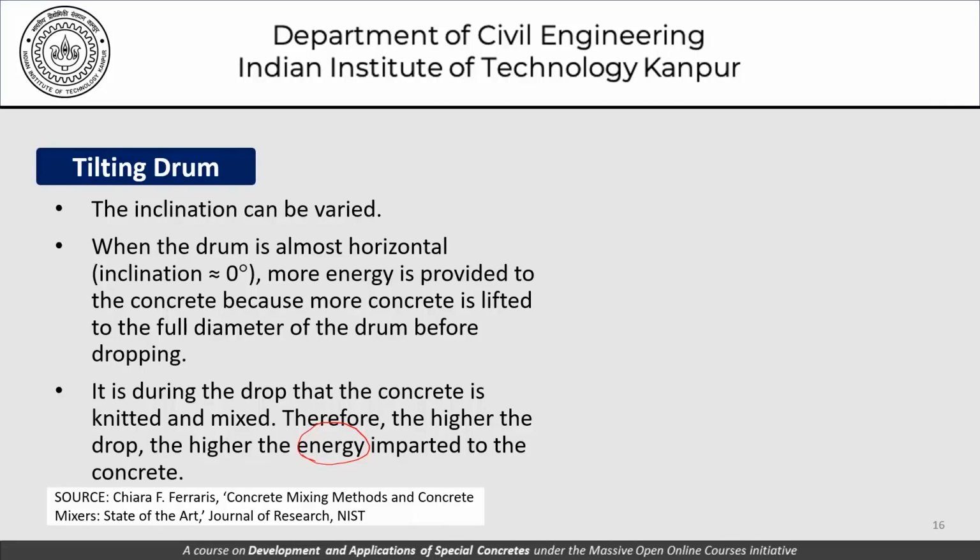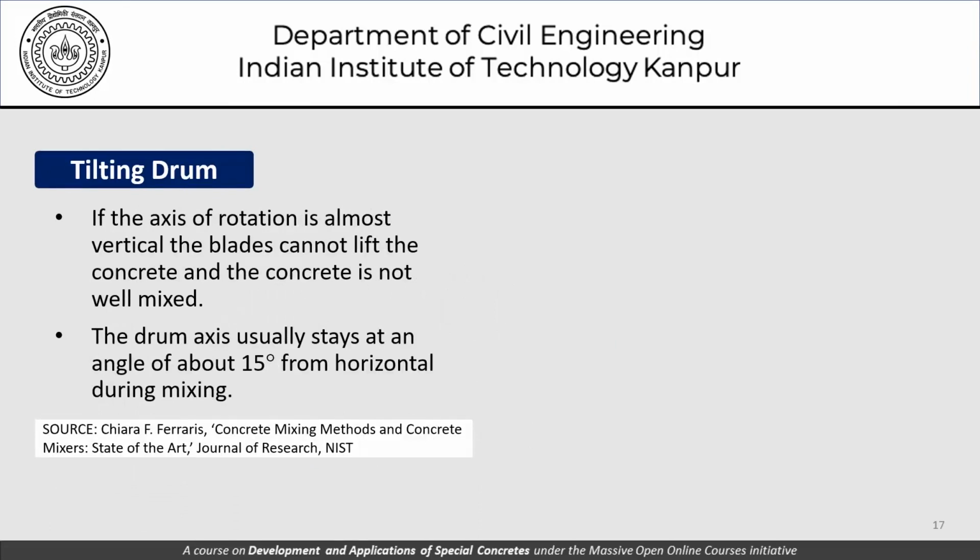a different story. This concept was also alluded to when we talked about the RPM in case of the drum mixers. When we have a machine being rotated at a higher RPM versus at a lower RPM, that will have mixing effect to different degrees. If the axis of rotation is almost vertical, the blades cannot lift the concrete and the concrete is not mixed well. The drum axis usually stays at an angle of about 15 degrees from the horizontal during mixing.